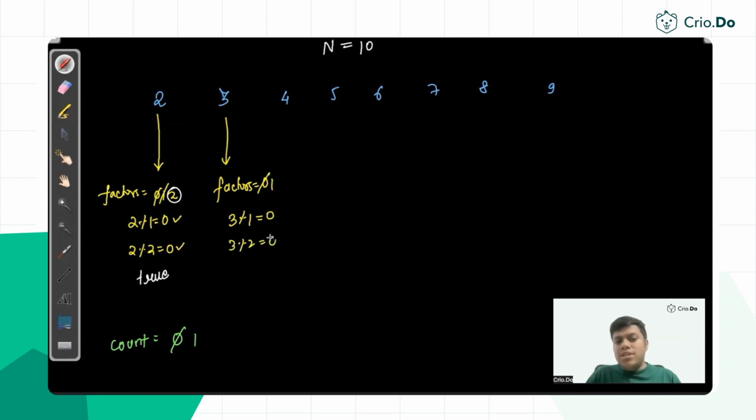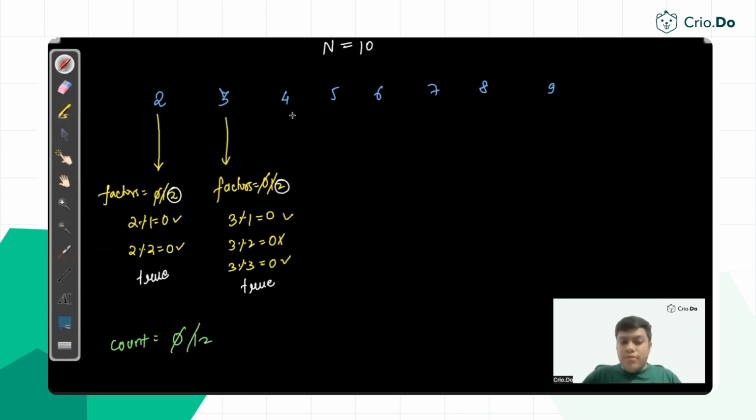Is 3 modulus 2 zero? Can 3 be divided by 2? Is 2 a factor of 3? No. What about 3? Yes, 3 can be divided by 3. So I will say count of factors plus plus. And since there are only two factors, we will say the number 3 is actually prime. So I will say count plus plus, similarly.